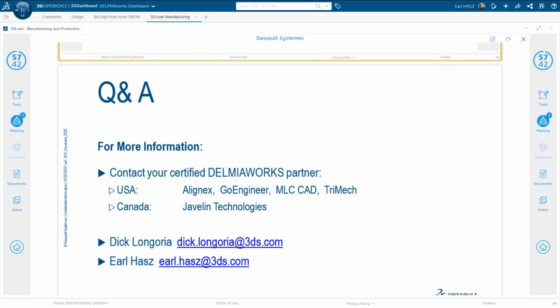Okay, the first question. You showed how to create an MBOM in the cloud. Is there another way to go from SolidWorks to DELMIAworks?